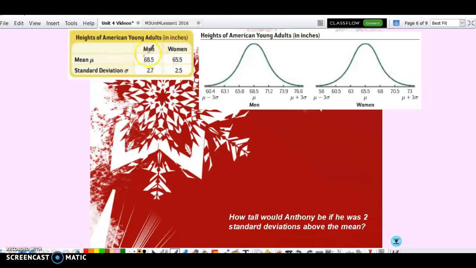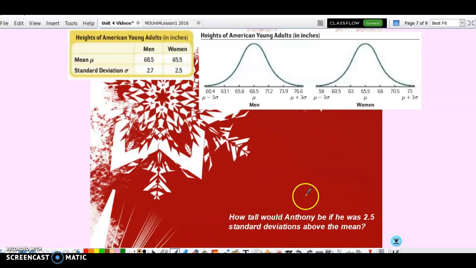We have our distribution of men and women heights given over here, and you've done this problem before, but here's a few more extra practice problems for you. If Anthony was 2 standard deviations above the mean, so Anthony being male, we look here at 2 standard deviations above the mean. How tall he would be, of course, is 73.9. Obviously not too tricky because he's perfectly on a standard deviation. So let's go to the next one.